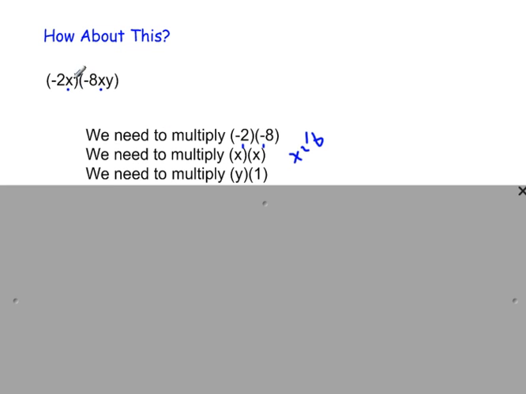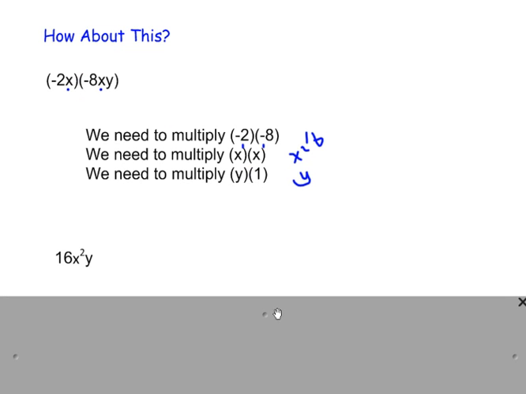Fortunately for us, we can say that there's an invisible 1 hanging out here because 1 times anything is itself. We can apply that principle still. y times 1 is just going to give me y. Okay, so now we put this all together. We can say that it's 16x squared y. So negative 2x times negative 8xy gives me 16x squared y. Okay.